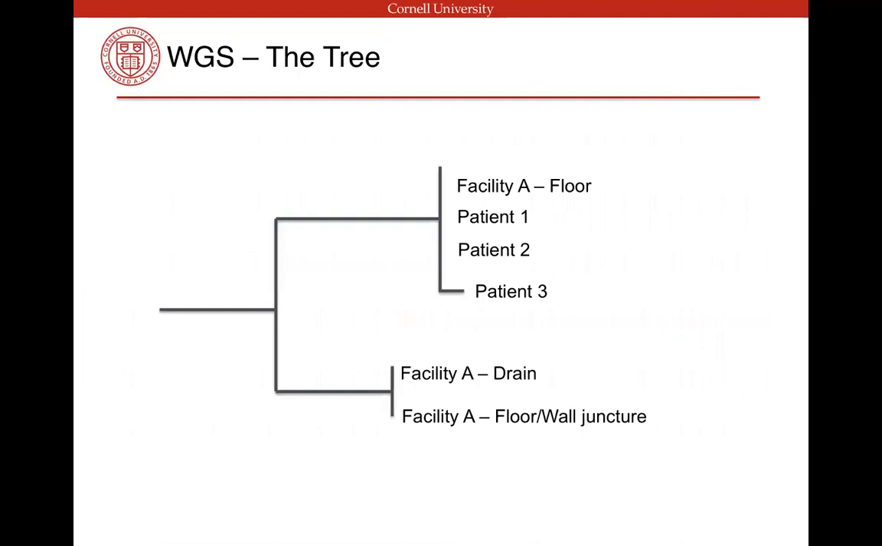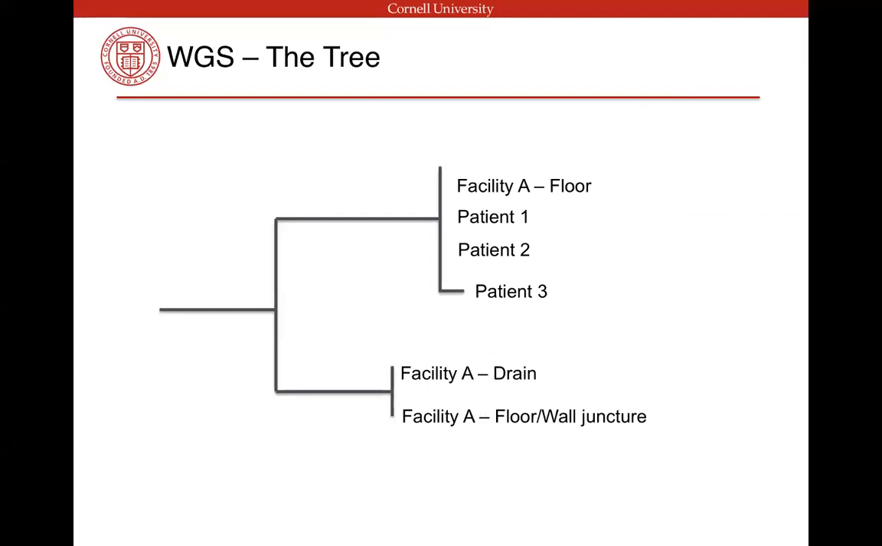What you might get from your lab personnel is a phylogenetic tree. This is just like a family tree, where siblings are really closely related, whereas cousins that are more distantly related, or a different family altogether, are going to be a little bit farther on the tree. In this particular example, it looks like the 3 patients are pretty closely related, and they look pretty closely related to the Listeria that was found in facility A on the floor. But there was other Listeria found in this facility that seems to be unrelated: one in the drain and one at a floor wall juncture.